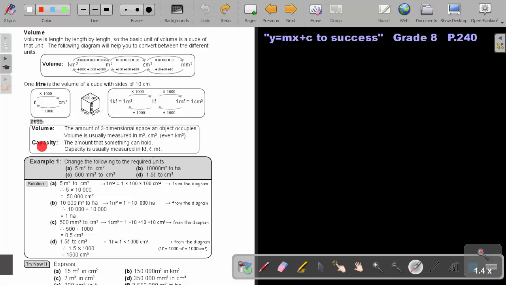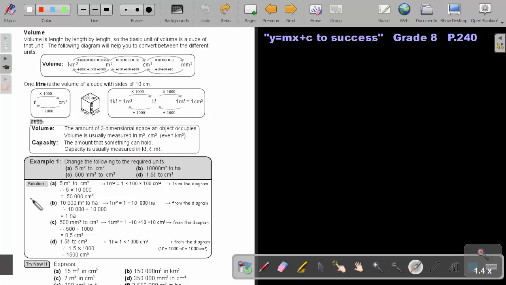And then this is just interesting information. Volume is the amount of three-dimensional space an object occupies. Volume is usually measured in cubic meters, cubic centimeters, even cubic kilometers. The capacity, the amount that something can hold, is usually measured in kiloliters, liters, and milliliters.